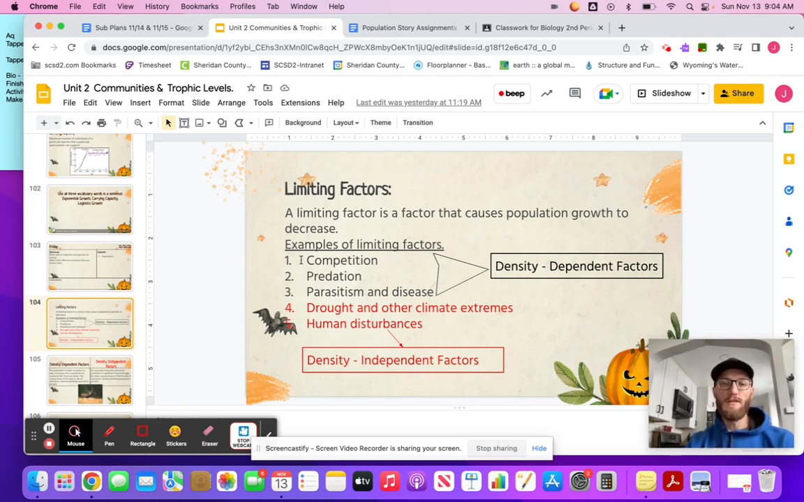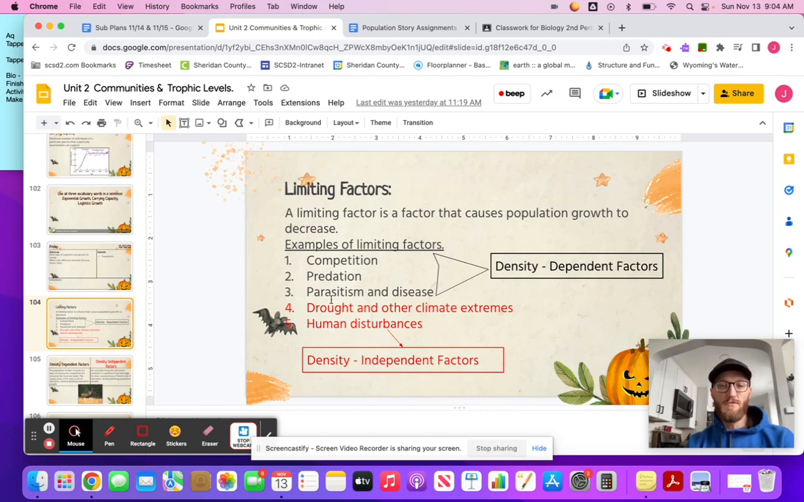If we increase the amount of competition, eventually we saw more and more of our organisms die off, right? There's not enough resources to support that many. Predation, right? Getting rid of a predator, introducing a new predator into an ecosystem. Those things are going to affect your population. Parasites, right? We just got done talking about symbiotic relationships.